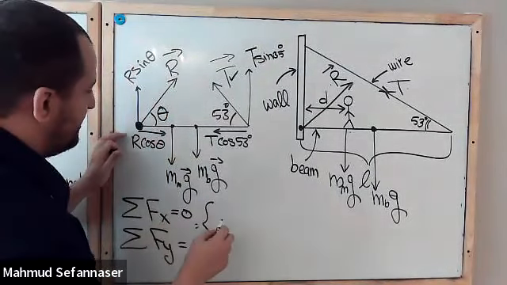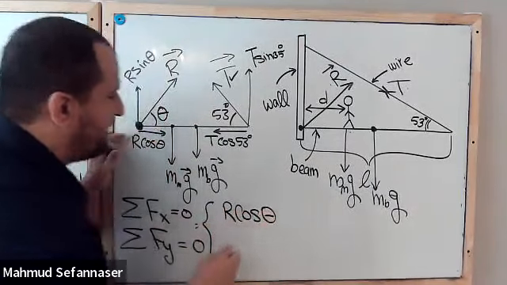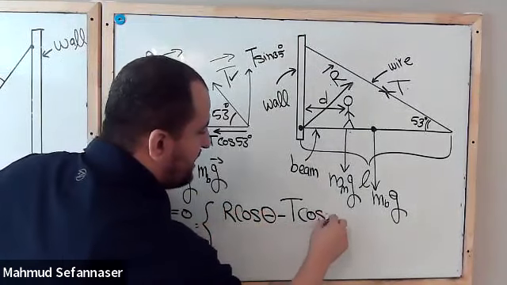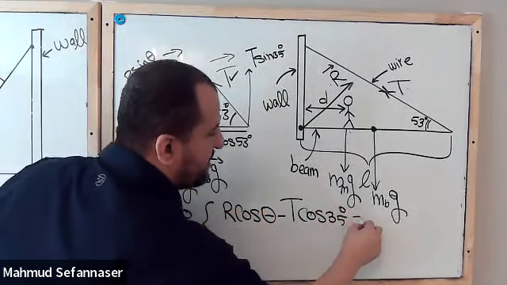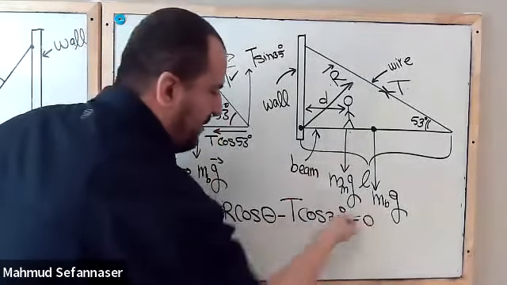So the x equation is actually r cosine theta minus t cosine 35 degrees, and that is equal to 0. This is the first equation. This equation is along the x-axis.